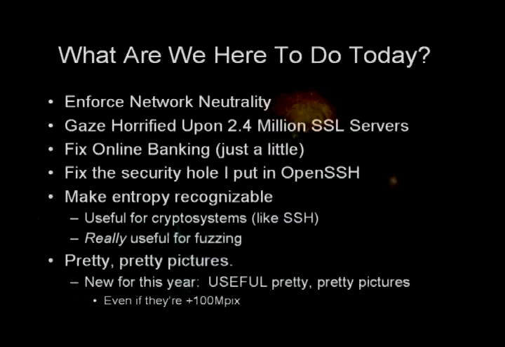We're going to discuss the results of scanning 2.4 million SSL servers. We're going to fix online banking. Okay, not entirely, but a little. We're going to fix a security hole that I put in OpenSSH during my first BlackHat talk. We're going to make entropy recognizable. Now, this is the useful thing for crypto systems like OpenSSH. This is really useful for fuzzing. And for those who are paying attention in the security world, fuzzing's gotten a lot more relevant.